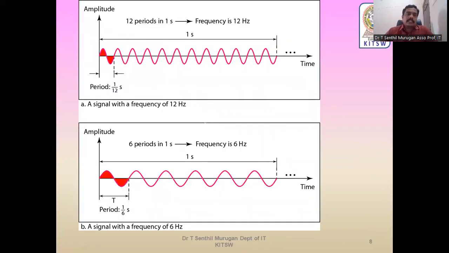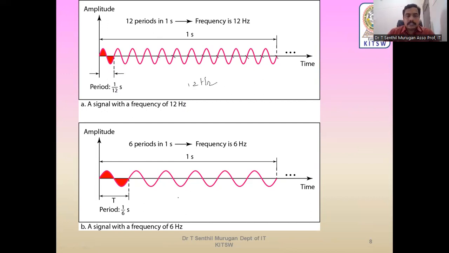Here I explained how many periods are in 1 second, that is the frequency. You see that within 1 second, 12 cycles are there. In this diagram, from this point up to this point, 1, 2, 3, 4, 5, 6, 7, 8, 9, 10, 11, 12. So 12 periods are there in 1 second. That's why the frequency is 12 hertz.